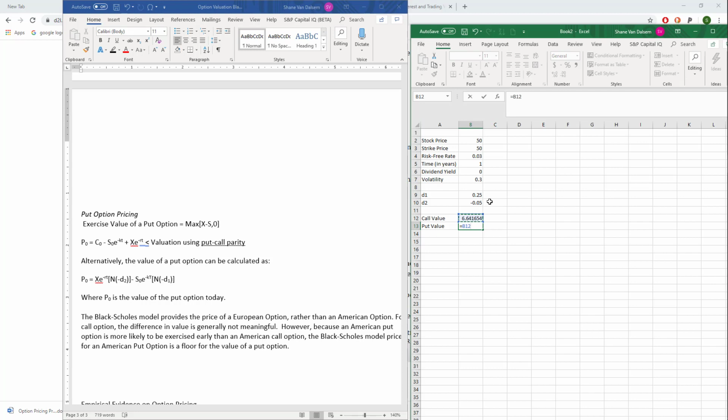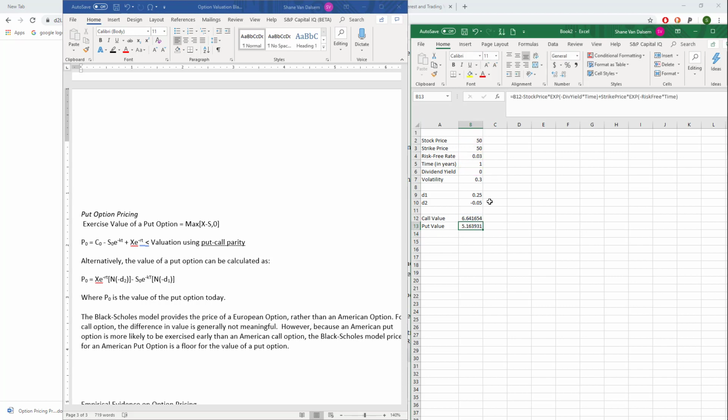So we take the call value, we subtract out the stock price multiplied by the exponent of negative dividend yield times time, plus the strike price multiplied by EXP again, negative risk-free rate multiplied by time, and that's it. So this is my put value.